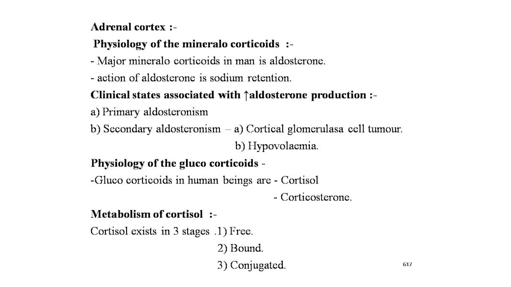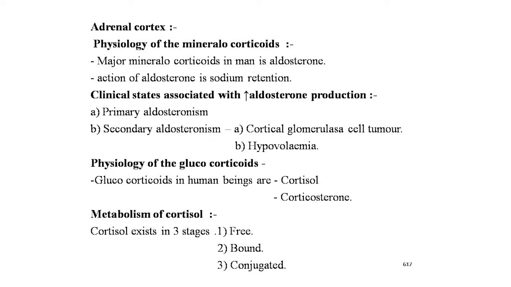Now the adrenal cortex, the physiology of the mineralocorticoids. The major mineralocorticoid is aldosterone, which is primarily produced by the zona glomerulosa. The major mineralocorticoid in man is aldosterone. Action of aldosterone is sodium retention. Clinical states associated with increased aldosterone production are primary aldosteronism and secondary aldosteronism. Secondary aldosteronism is due to a cortical glomerulosa cell tumor and also hypovolemia.